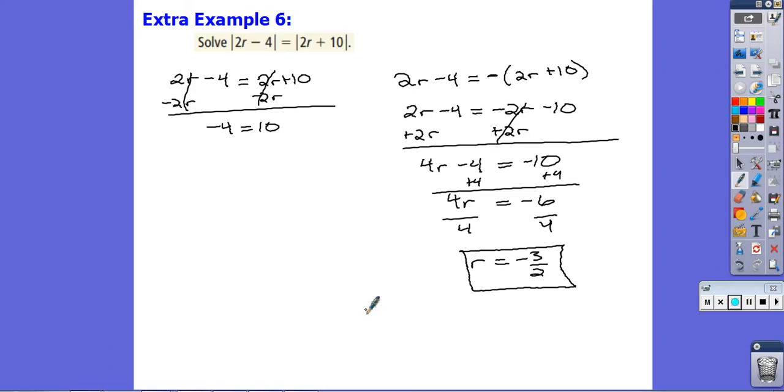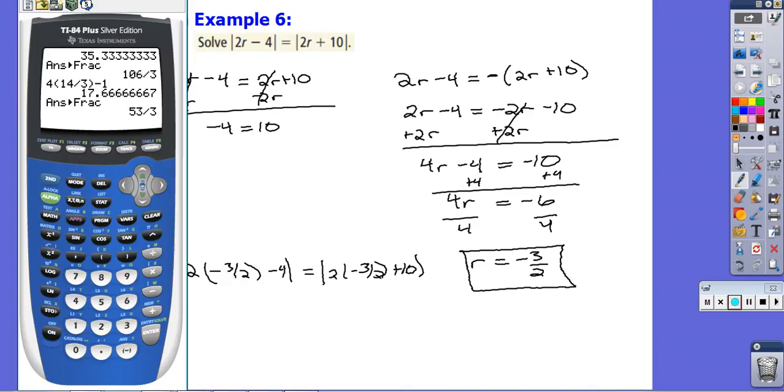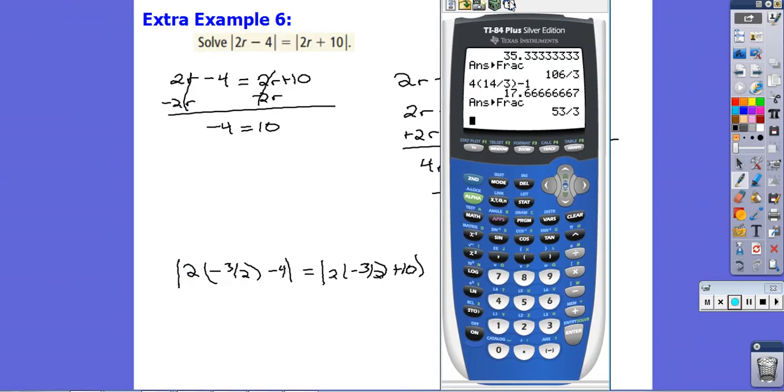So if we go back in just to double check and make sure that it works, I would put 2 times negative 3 halves minus 4. And I want to see what that is and see if it equals the same as 2 times negative 3 halves plus 10. Okay, so I'm going to get my calculator and try that, because when checking your solution, you might as well just go ahead and use that calculator. So 2 times negative 3 halves and then minus 4. All right, that equals negative 7.